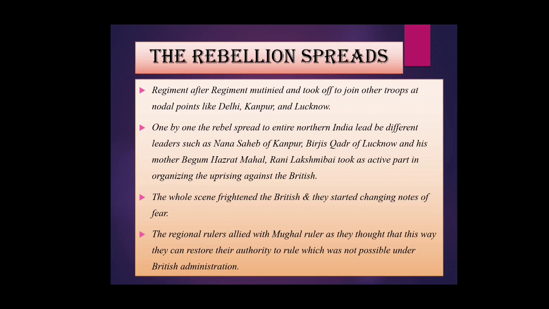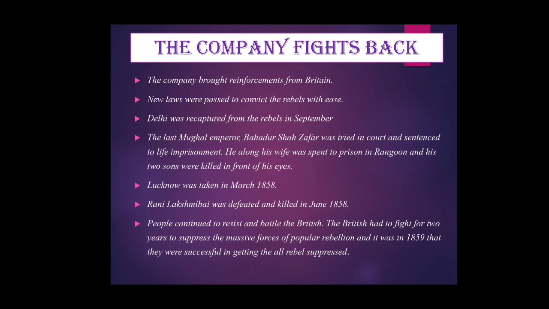So why are local rulers helping the Mughal emperor? Because they understood that if the British leave the country, they will be able to rule independently again in their areas. So that's why they helped the king. Okay, now when the company found that this was going to be a problem for them, they took certain steps to suppress this revolt.